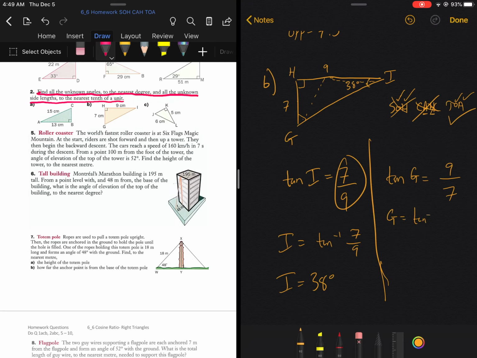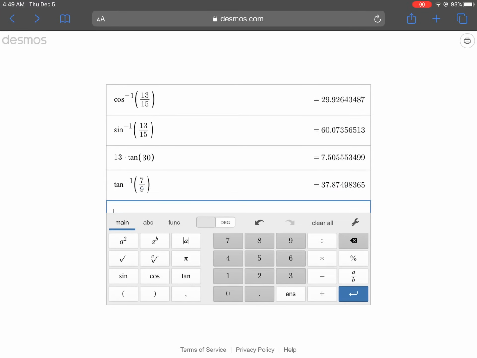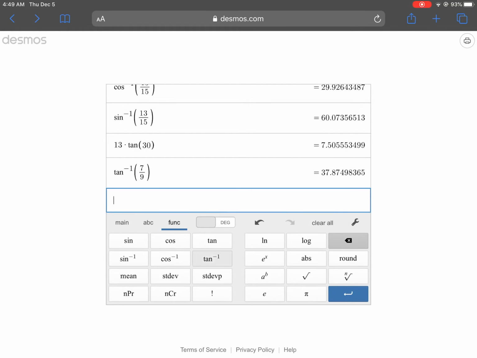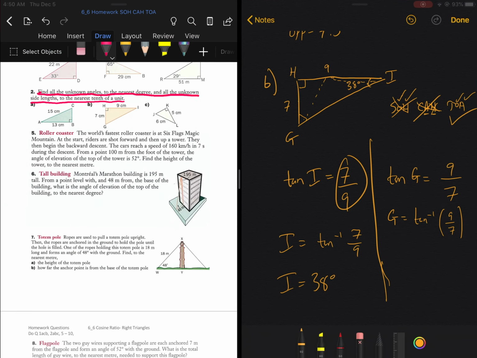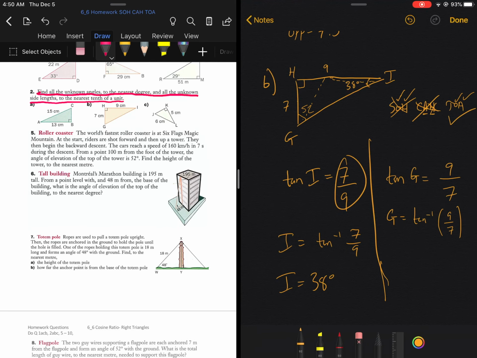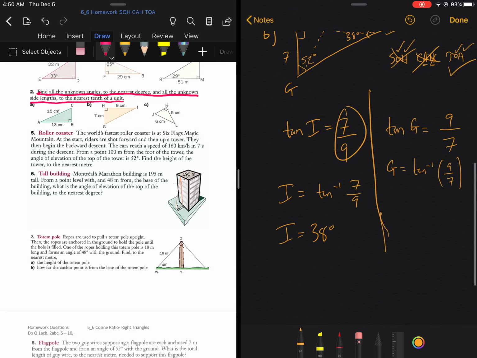That means G is equal to inverse tan of 9 over 7. The answer is 52, which is what I got initially anyway. 52 degrees. And now let's solve for hypotenuse.